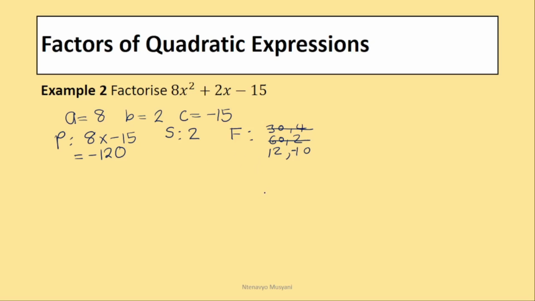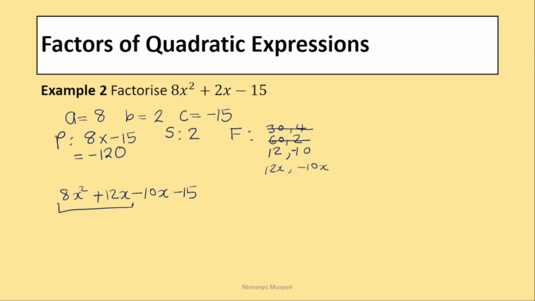In the next step, we need to express positive 2x as a sum of the two factors. So I just multiply these factors by x. So I express positive 2x as a sum of the two factors. And this is what I'm going to get. 8x squared plus 12x minus 10x minus 15. I factorize these by grouping.